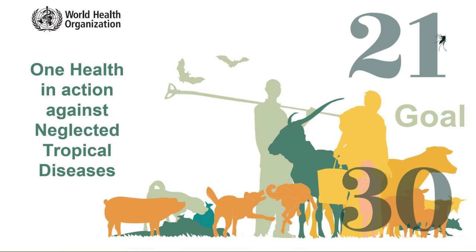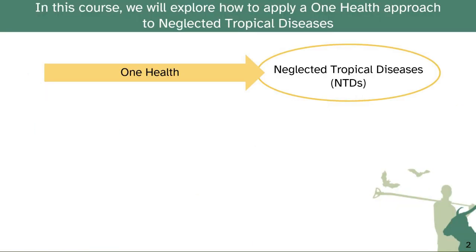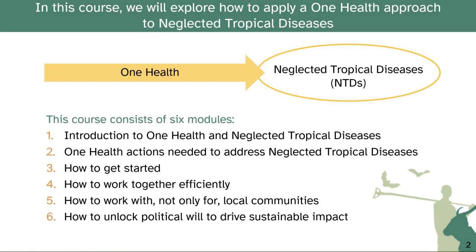It is my pleasure to introduce you to this course on One Health and Action Against Neglected Tropical Diseases. In this course, we will explore how to apply a One Health approach to neglected tropical diseases, the NTDs. Through 6 modules, we will learn about NTDs and why a One Health approach is key to addressing them, how we can start adopting a One Health approach, how we can work together in an efficient way, how we can work with local communities, and how we can unlock political will to drive sustainable impact.